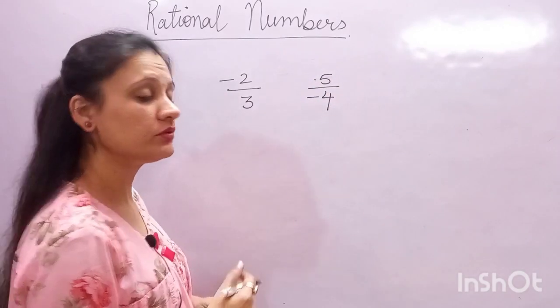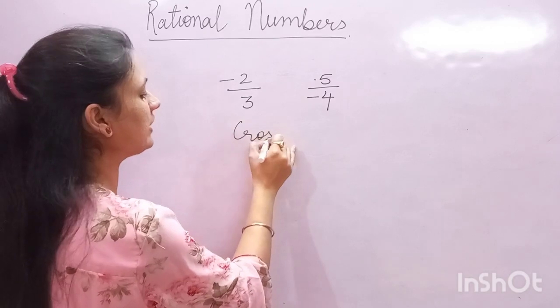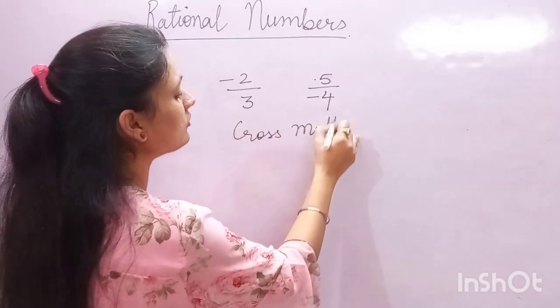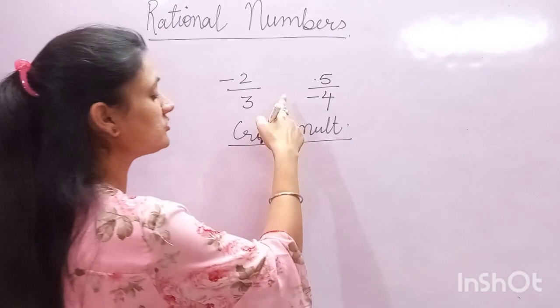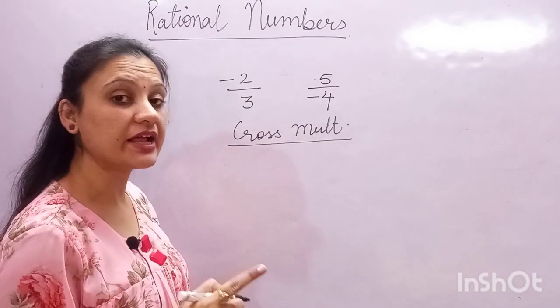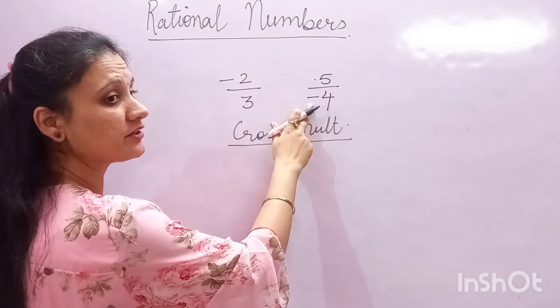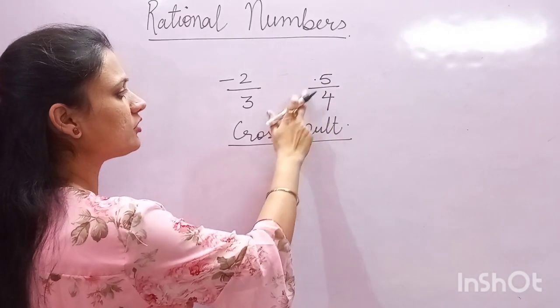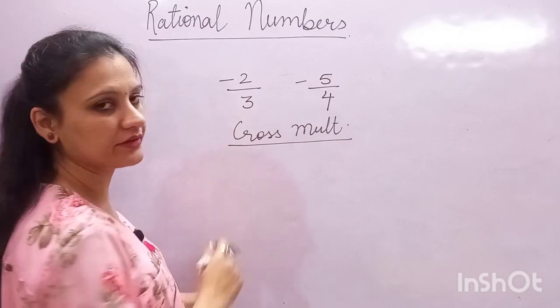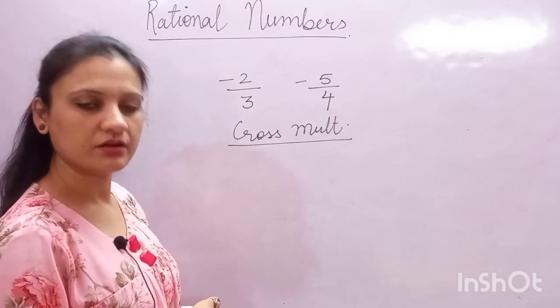So what do you have to do? You have to cross multiply, right? But before cross multiplying, you have to check whether they are in their standard form or not. We can see that this is not in the standard form, so we have to change it. The denominator should not be negative. Then only you are going to compare, right?